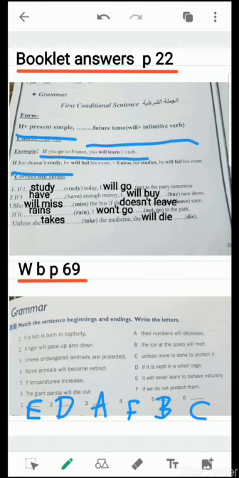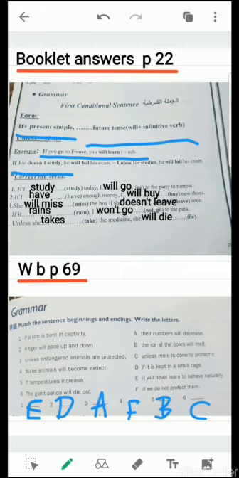If it rains, I won't go to the park. Won't means will not. Won't, will not. So we write, I won't go to the park. Unless, don't forget that we use unless instead of if not. Unless she takes the medicine, she will die.